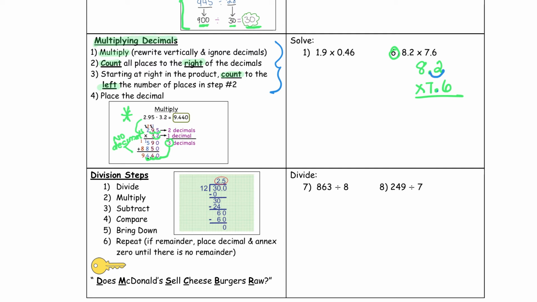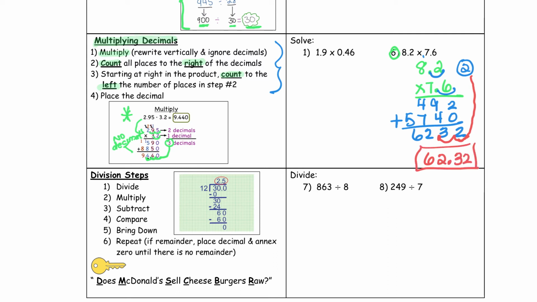There are 1, 2 places. And now I'm going to multiply as usual. Now it tells me that there are 2 places in my product. So I start here and I scoop 1, 2. So my final answer is 62.32. And that's my answer.